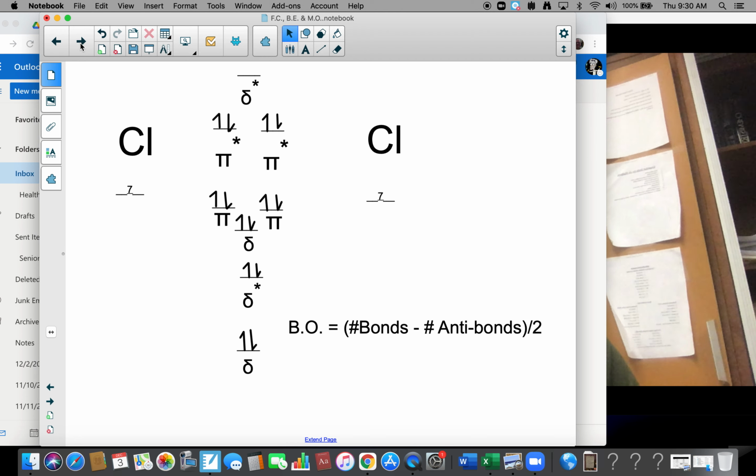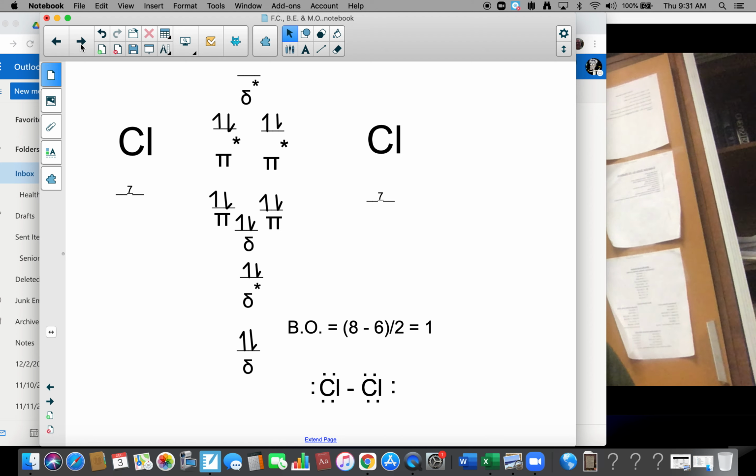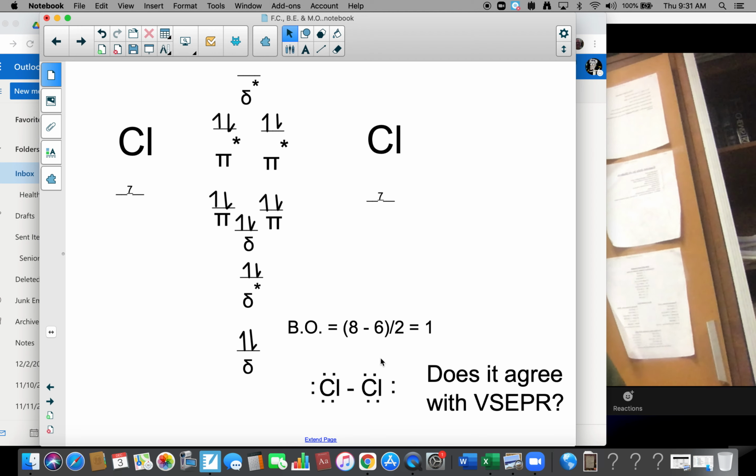Now we need to identify the bond order. Remember, bond order is the number of bonds minus the number of anti-bonds, divided by 2. So we have 1, 2, 3, 4, 5, 6, 7, 8 bonding electrons. And we have 1, 2, 3, 4, 5, 6 anti-bonding electrons. So 8 minus 6 divided by 2 is 1, so the bond order is 1. Now the question is, that's my VSEPR. If I was doing valence shell electron pair repulsion theory, that's what we end up with. Does it agree with VSEPR? Well, we have a bond order of 1 and we have a single bond, so the answer would be yes.